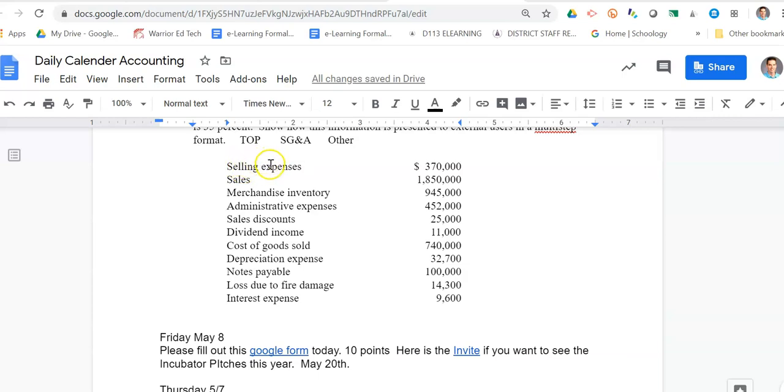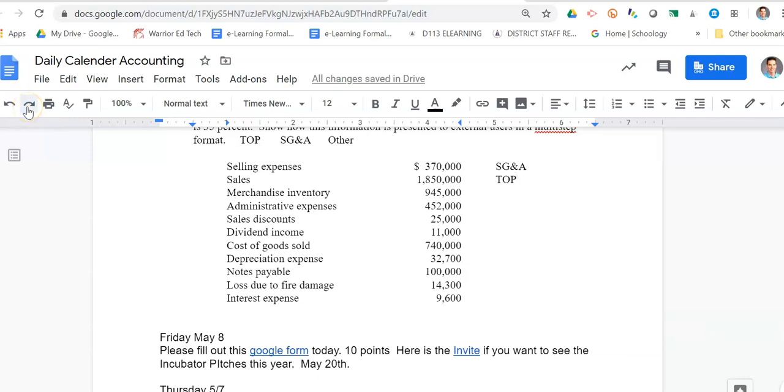The first one here is selling expenses, and that one's pretty obvious because it's selling, general, and admin expenses, so that's going to appear in the SG&A portion. Then I just label each one. Sales, that's at the top of the income statement, and so we have sales, COGS, sales discounts, all that stuff I consider the top. Anything above the gross margin, I just say, that's at the top of the income statement, so that's what I label it as. So that would be at the top.